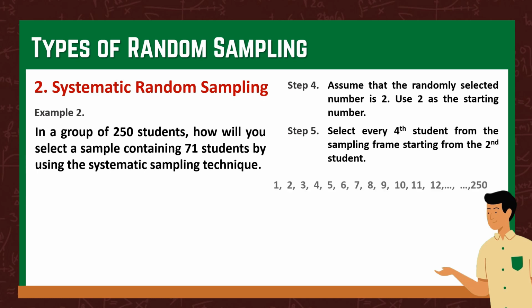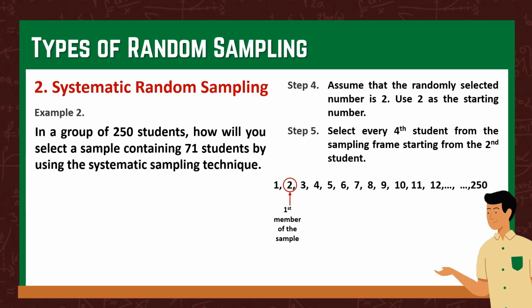Let's have an illustration. Halimbawa, ito yung number of students from 1 to 250. So magsisimula tayo sa second student. That will be the first member of the sample. Then we're going to get every fourth student. So simula sa 2, bibilang tayo ng 1, 2, 3, 4.